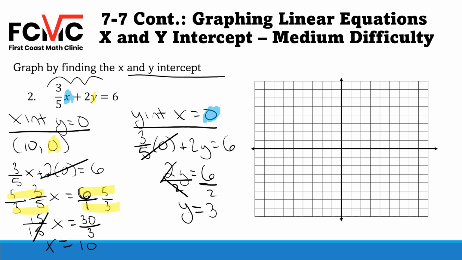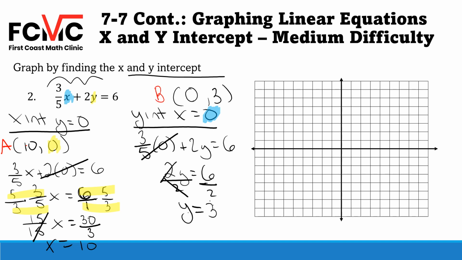And I forgot to write my ordered pair here. My original x value was 0, and my y value is 3. So my solution here should be (0, 3). So my A coordinate is going to be (10, 0). My B coordinate is going to be (0, 3).